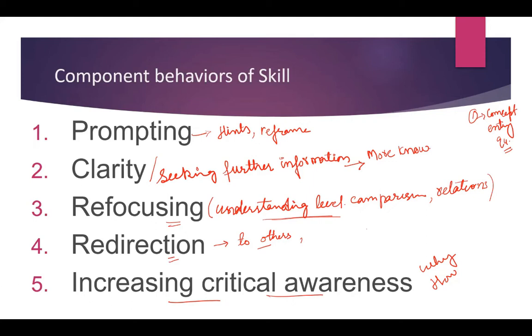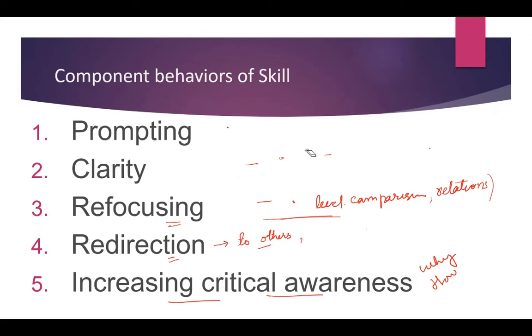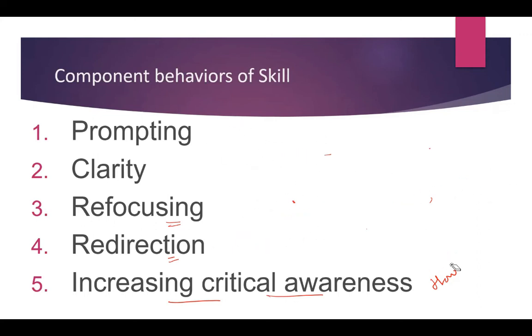The first component is prompting, which means to provide some hints to the students so that they can give you the right answers to those questions. Second is clarity, or seeking further information from the students. And the third one is refocusing. Refocusing means checking their understanding level or asking them to differentiate among the concepts. The fourth one is redirecting. When the students answer the question either correctly, incorrectly or partially, we redirect the questions to the other students of the class. And lastly is increasing the critical awareness.